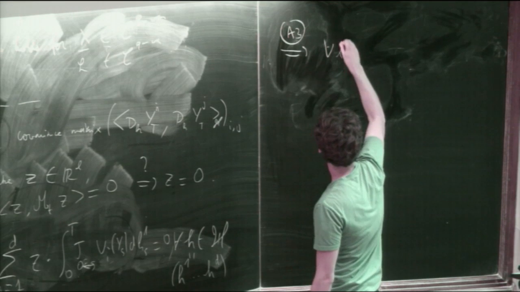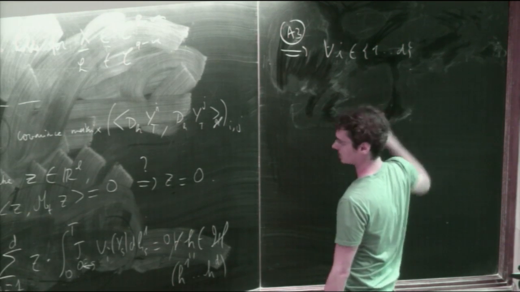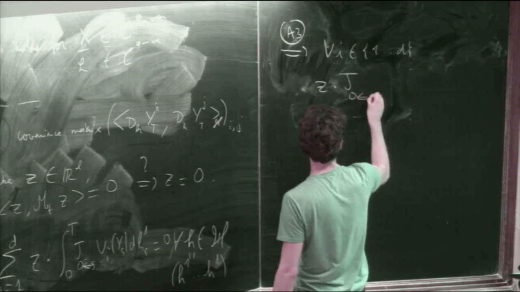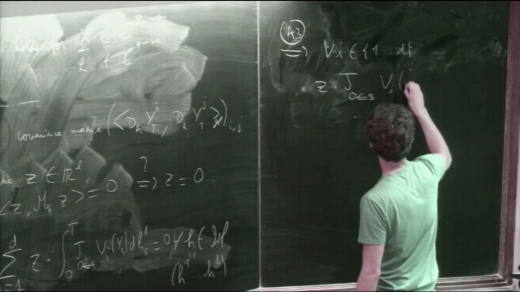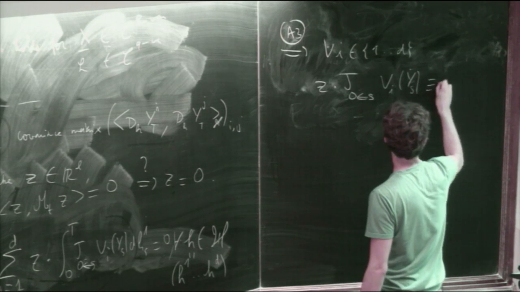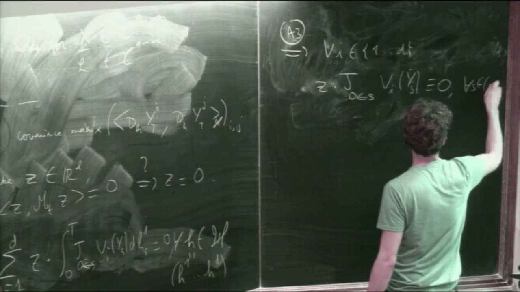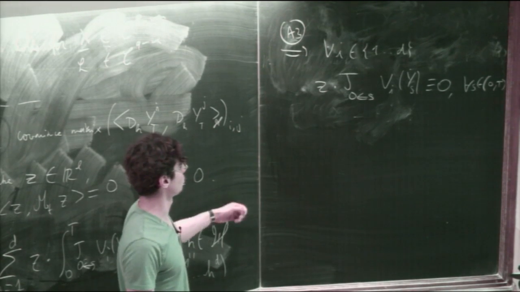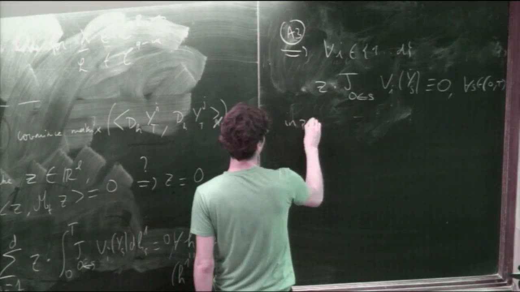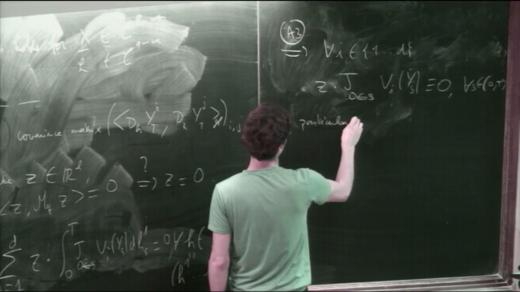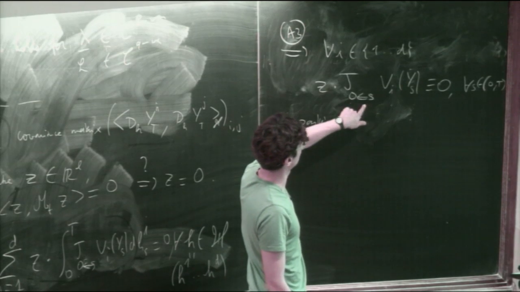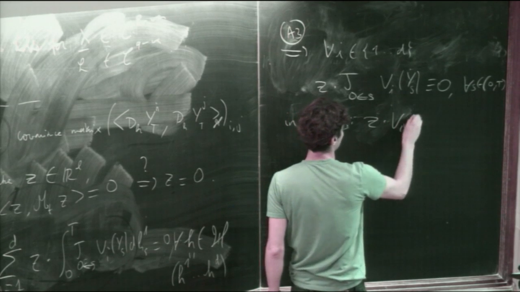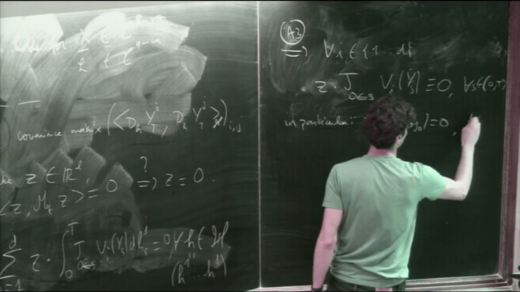for all i, this integrand vanishes. So Z scalar J_{0,S} V_i of Y_S is equal to 0 for all S in [0,T]. Okay? So first thing that you do is, in particular, you look at time 0, right? Time 0, this is just the identity from 0 to 0 of V_i of Y_0, Z scalar V_i of Y_0 equals 0, again for all i.